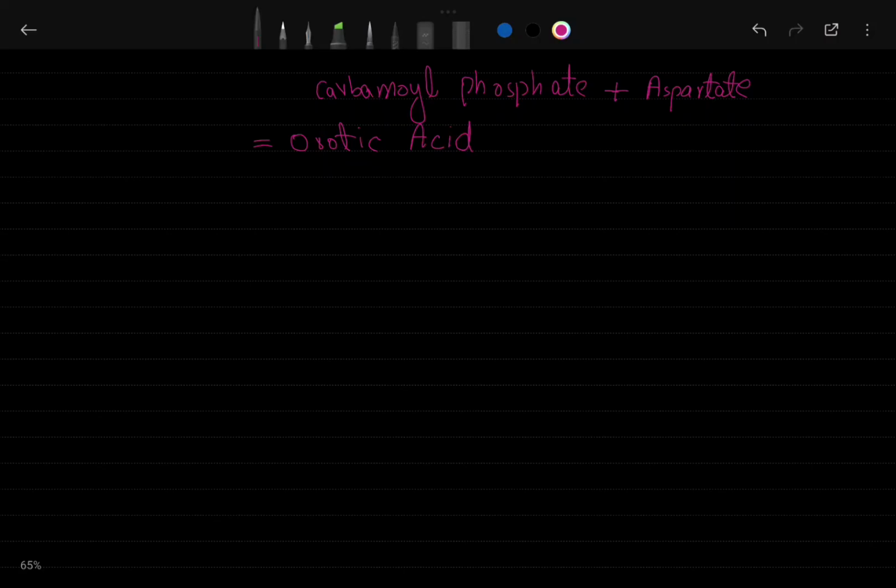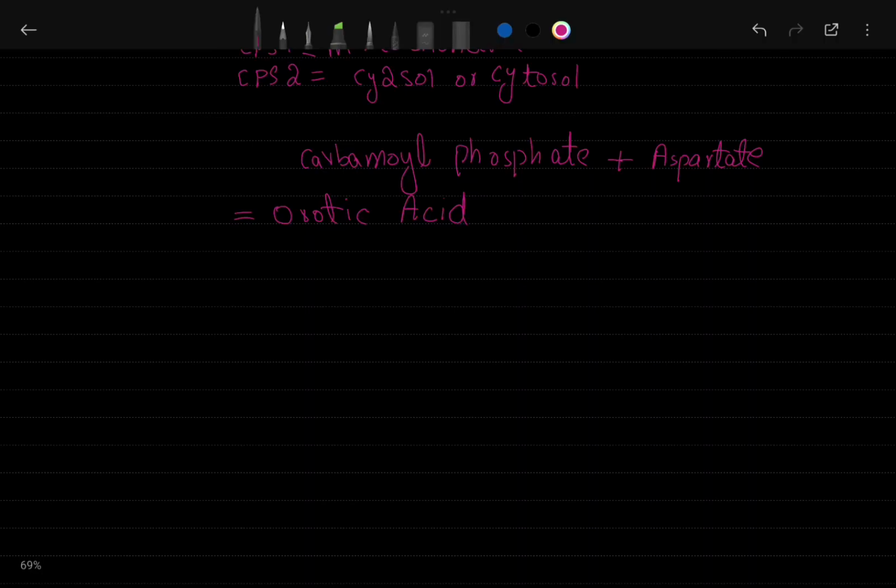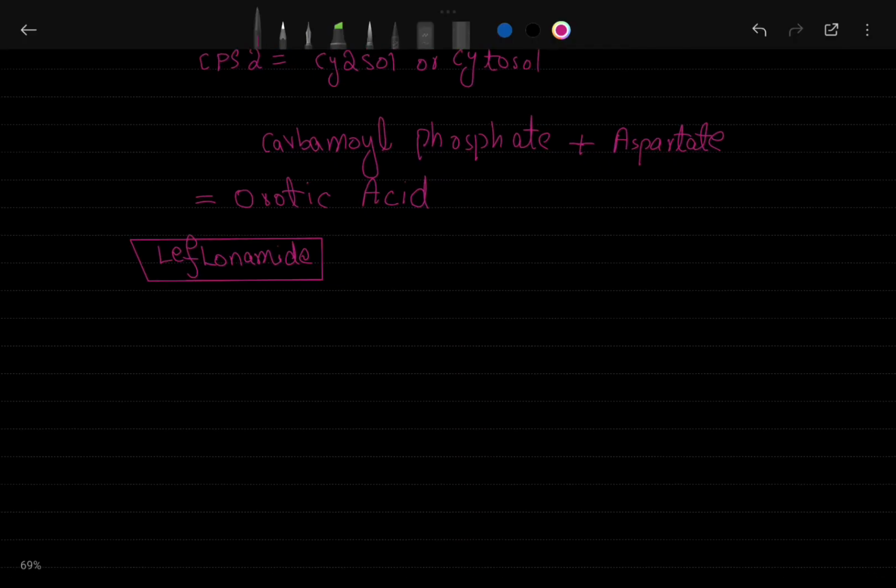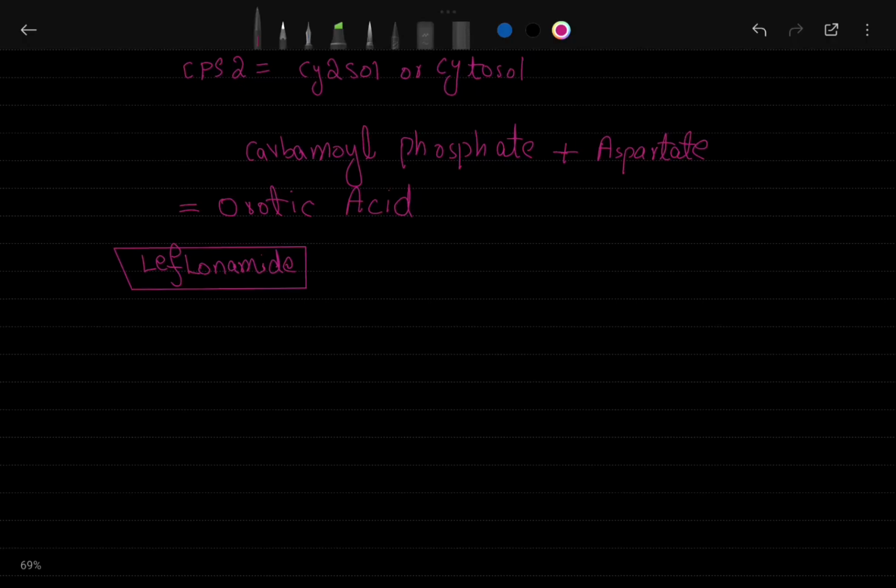Leflunomide inhibits the enzyme dihydroorotate dehydrogenase here. It is used to treat rheumatoid arthritis by stopping white blood cell replication. So we will remember a drug called leflunomide. This drug blocks, inhibits the enzyme dihydroorotate dehydrogenase to treat rheumatoid arthritis.